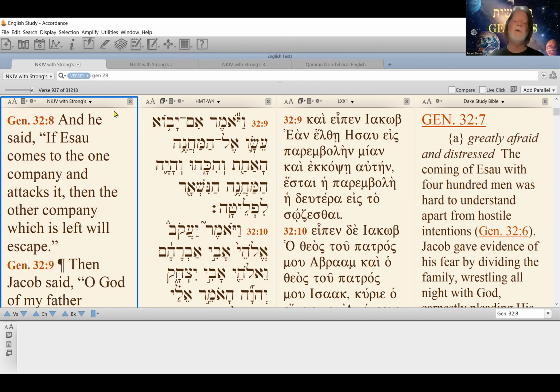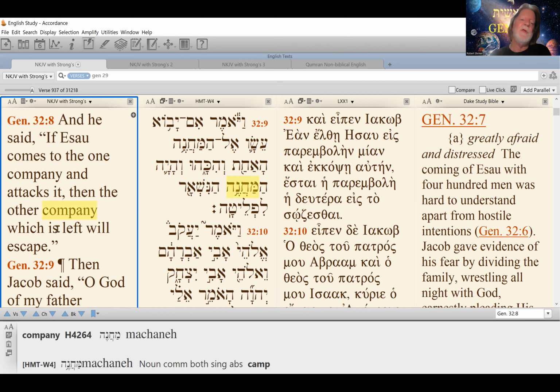And let's see, verse 8. Yaakov said, if Esau comes to one company and attacks it, so he's thinking the 400 are soldiers, and they're going to come and attack him, and he's afraid that Esau is going to make good on his vow and try to kill him. So Yaakov says, and I think he says this to himself, I doubt he says this to anybody else, if Esau comes to one company and attacks it, then the other company, which is left, will escape.